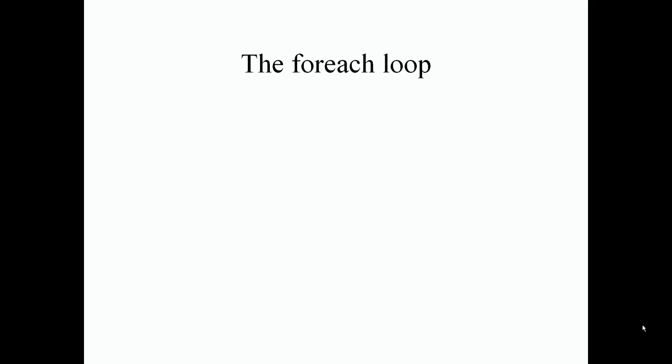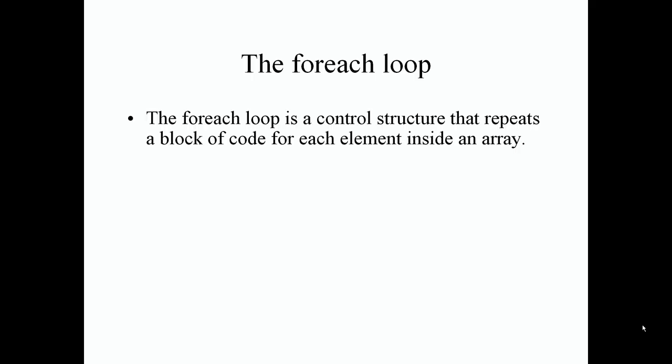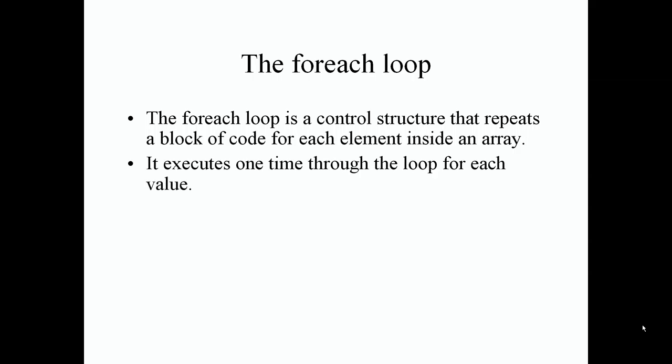So the foreach loop. What is a foreach loop? Well, the foreach loop is just a control structure that repeats a block of code for each element inside an array. So again, it's just another type of iteration loop, just like the if control structure and the while control structure. But the difference between this and the for loop is that it repeats the block of code for each value or element inside our array. So it executes one time through the loop for each value. So for each element or value in the array, it executes the block of code within the curly braces.